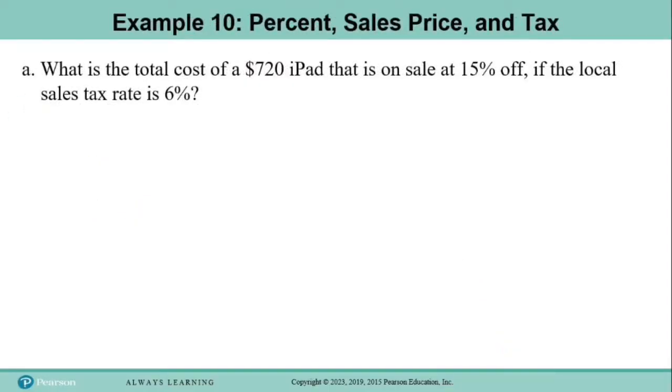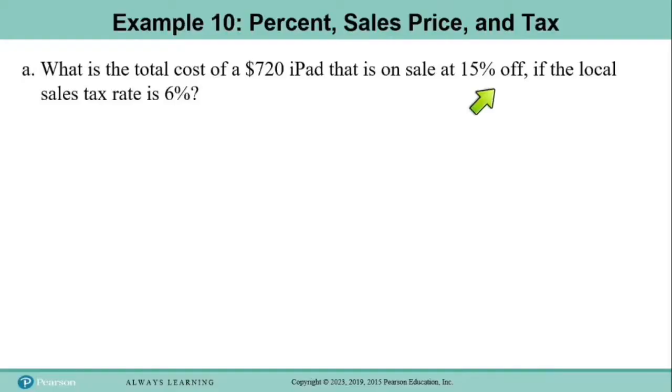Now let's look at example 10 together. So this is part A of example 10, and it says, what is the total cost of a $720 iPad that is on sale at 15% off if the local sales tax rate is 6%? So just like in real life, we frequently find things on sale, but even though we do get a discount, we still have to add sales tax to get a total price for the item. So what we're going to do is first calculate our discount, then get the item's price, then calculate the sales tax and get a total. Okay, so here we go.